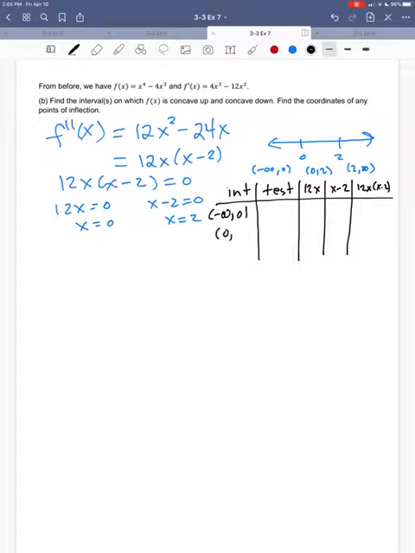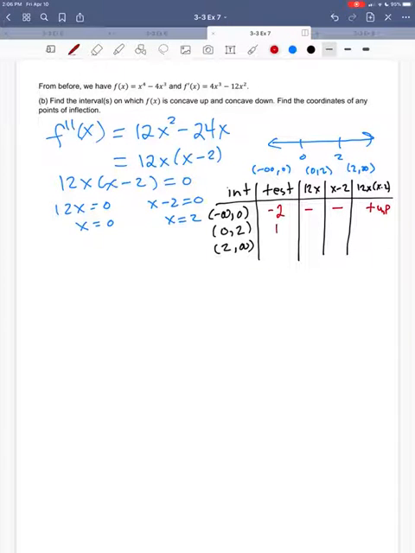My intervals are negative infinity to 0, from 0 to 2, and from 2 to infinity. I'm going to take some test numbers here. Between negative infinity and 0, I could take negative 2. Then I just plug that into each factor here. 12 times negative 2 would be negative. Negative 2 minus 2 would be negative. And then a negative times a negative would be a positive. And since this is concavity, the second derivative, that means it's going to be concave up there.